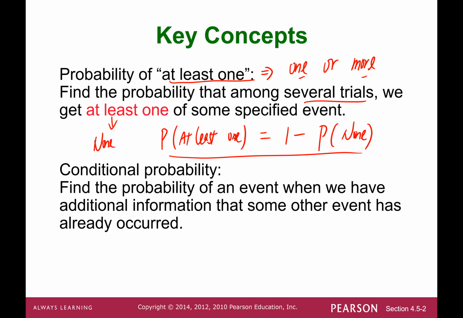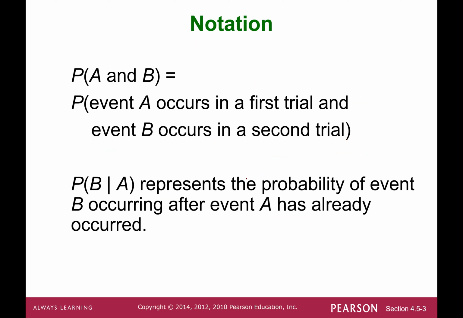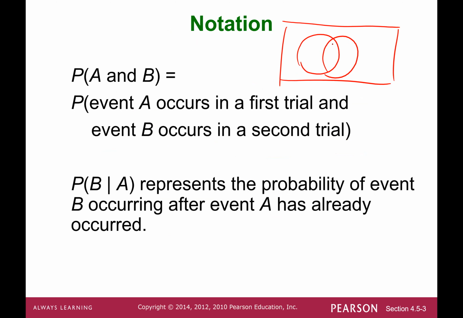And the second important thing is called conditional probability. So we try to find out the probability of an event when we have additional information that some other event has already occurred. And then this other event has impact on our designated event, right? On this event. Okay, and then we'll look at that in more detail later on. And again, we're going to focus on some of the important notation. A and B, again, if you draw the Venn diagram, right? A and B meaning both A and B occur, right?